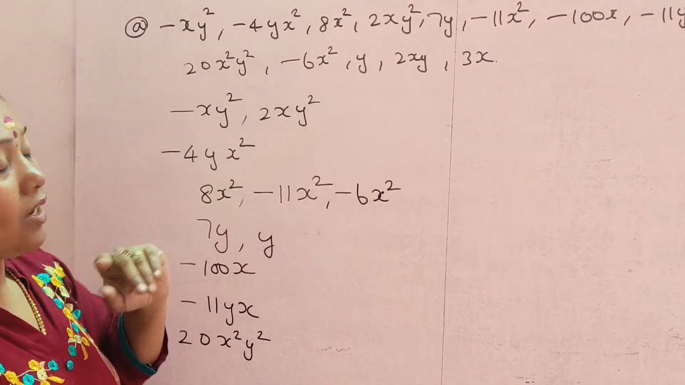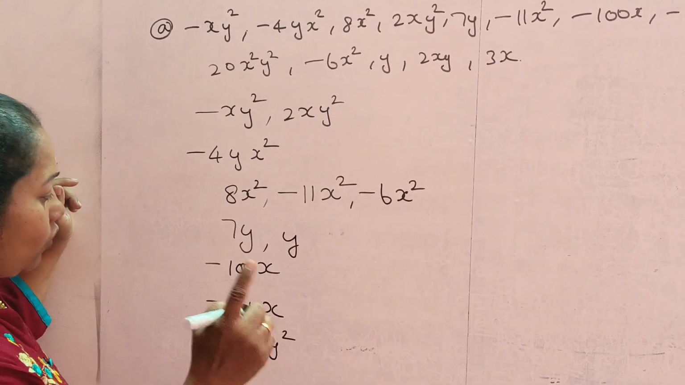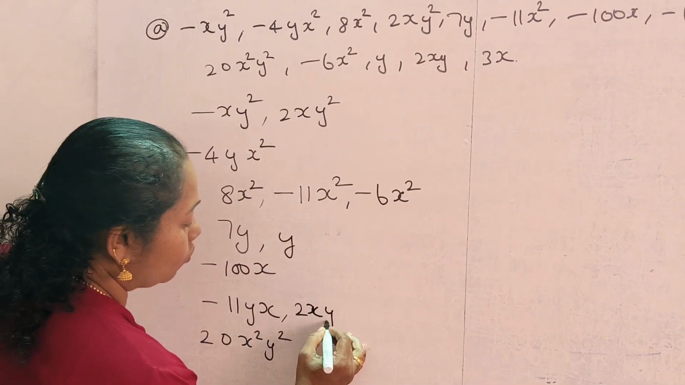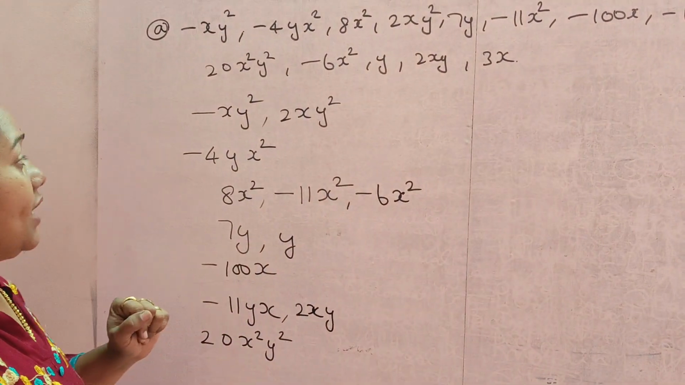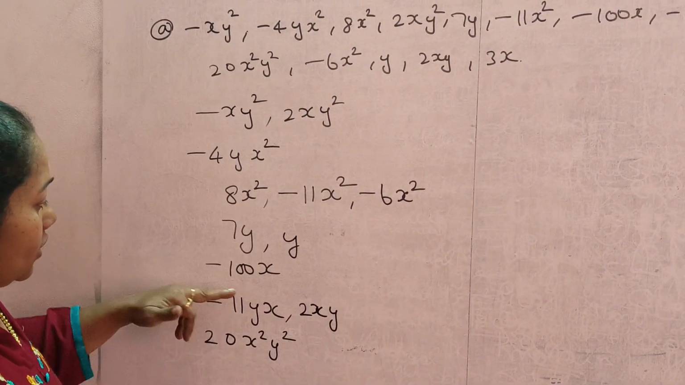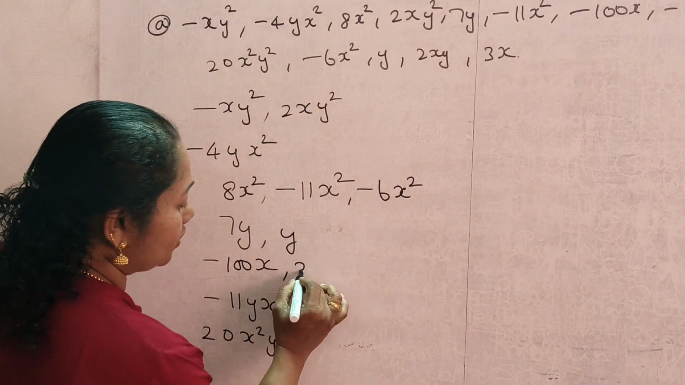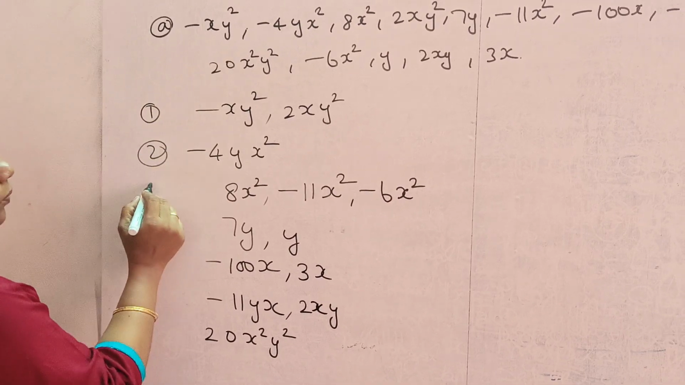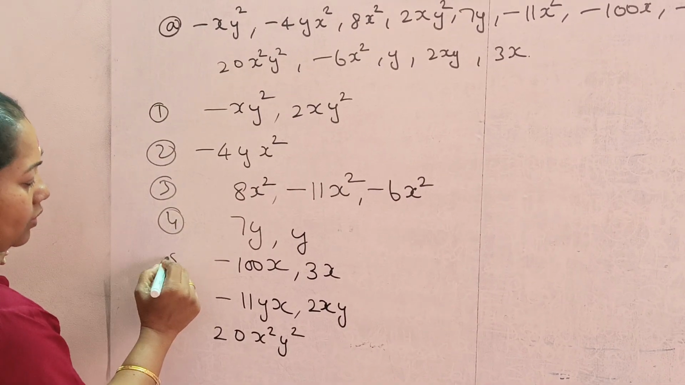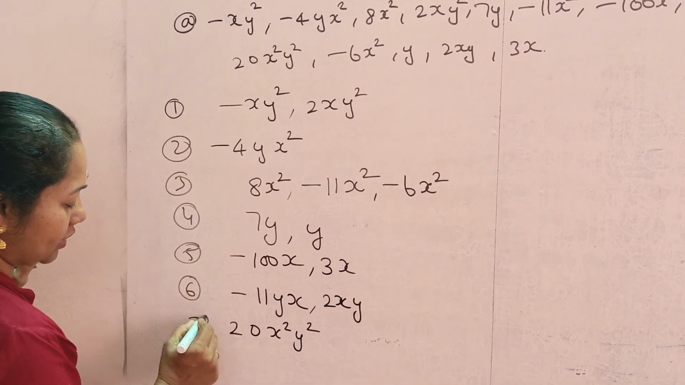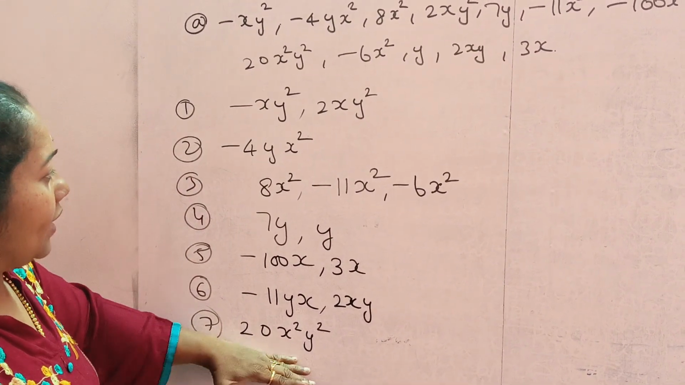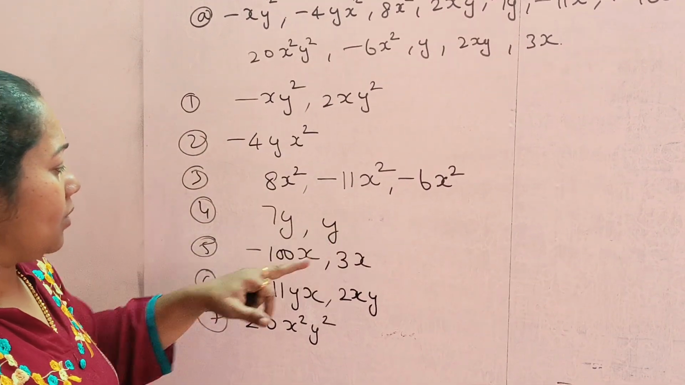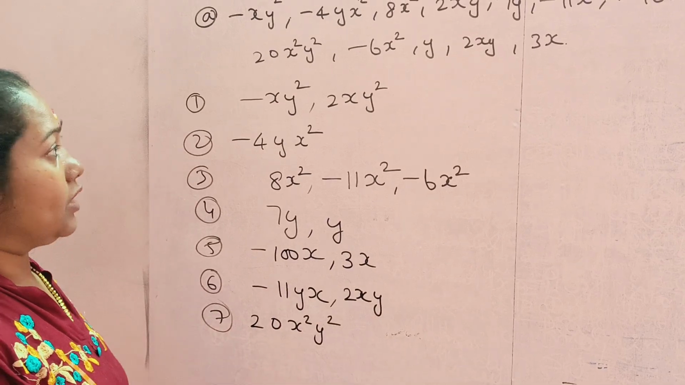Now 2xy. One time x, one time y. So xy, it is here. So we have to write with this one. 2xy. And the last question is 3x. Where is the x term? X is this one. So 3x we have to write with this. So these are the like terms. 1, 2, 3, 4, 5, 6 and 7. This doesn't have any like term. This doesn't have any like term. But this has a like term. These are the like terms. These are the like terms. These are the like terms. And these are the like terms.